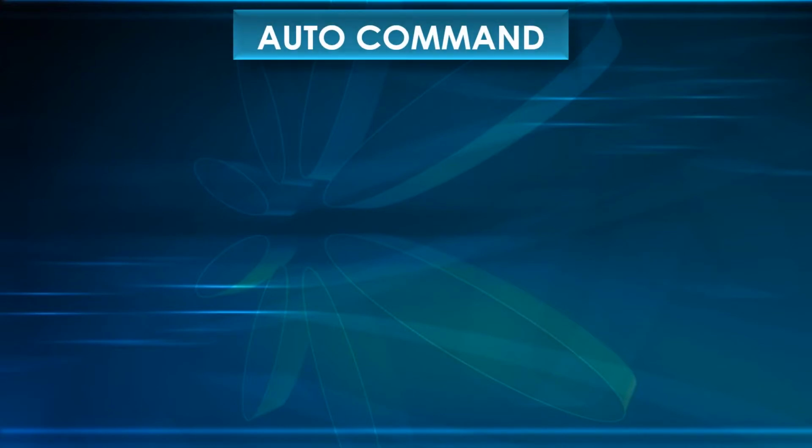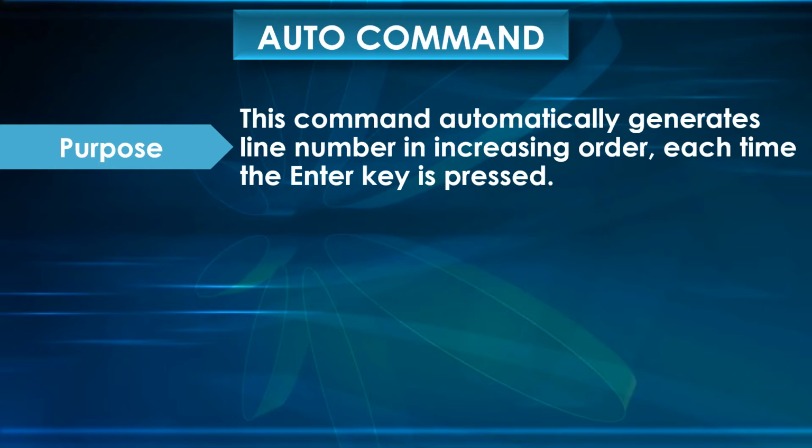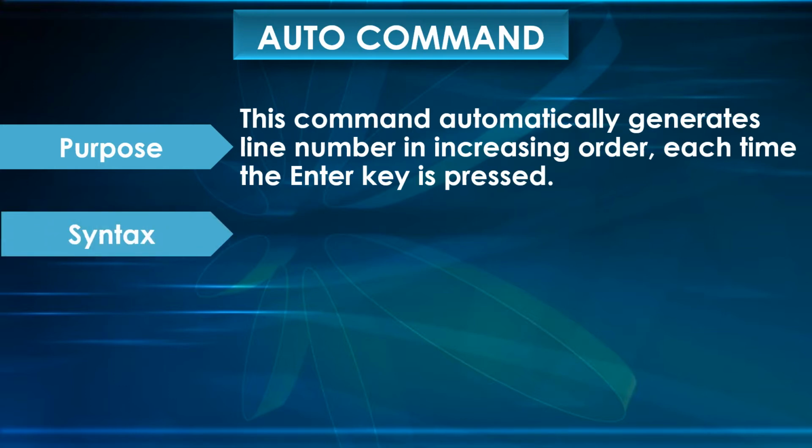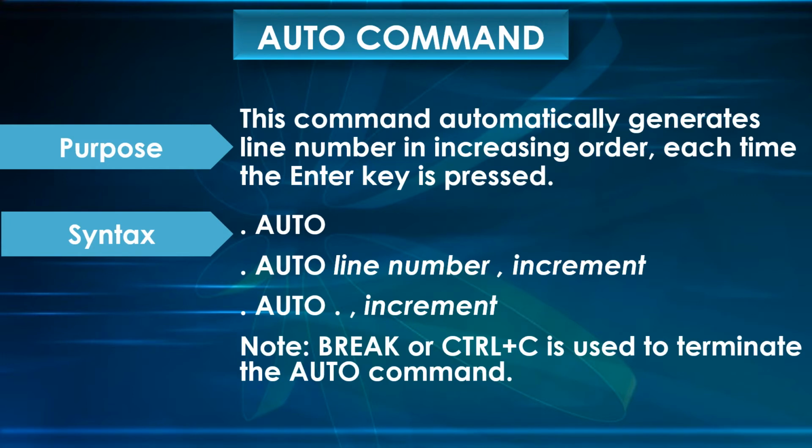Writing line numbers all the time is a very hectic routine. To avoid this, we use the auto command. This command automatically generates line numbers in increasing order each time the enter key is pressed. Syntax is very simple. You can just type auto, or you can write auto line number, comma, increment. It is mentioned as auto period or dot with increment. You can use break or Ctrl C to terminate the auto command.